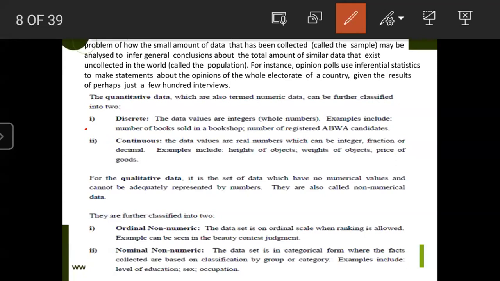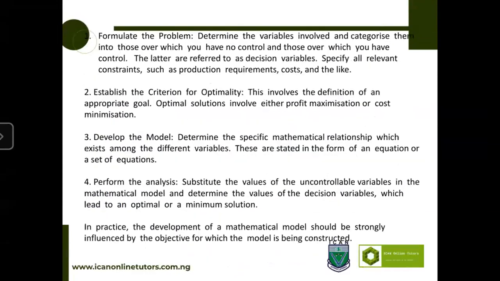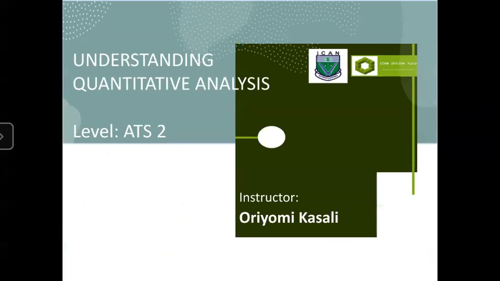For the nominal, when we say nominal, nominal means original value. Nominal means real. When data are being collected based on word classification or groups, that's why we have nominal, a group of accounts. For example, level of education. What is your level of ICAN? We have ATSWA, we have ATS2, we have ATS3, we have skills, we have professional. Nominal non-numeric is your own category. What category are you? ATS2. That's why if you look at here, we have level ATS2.